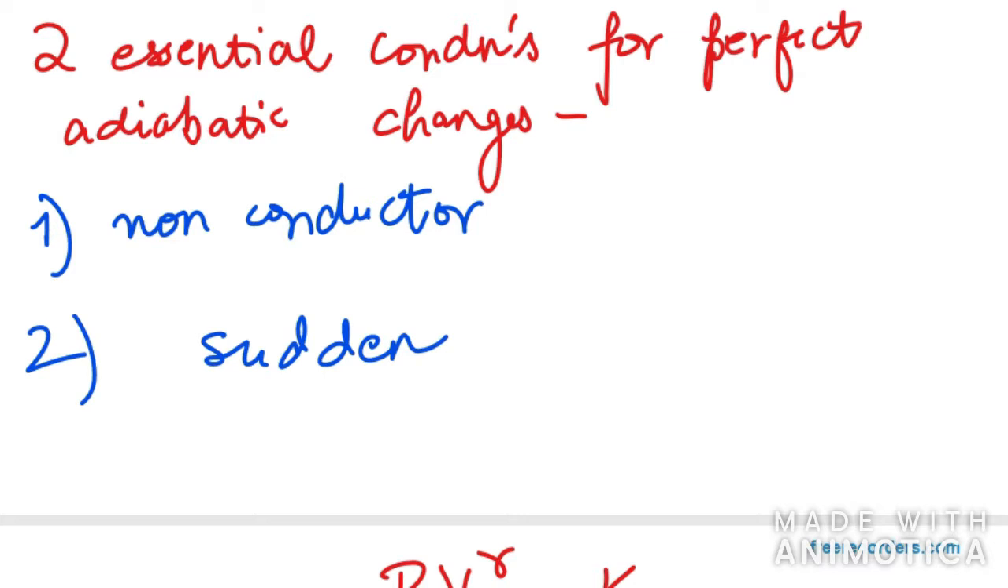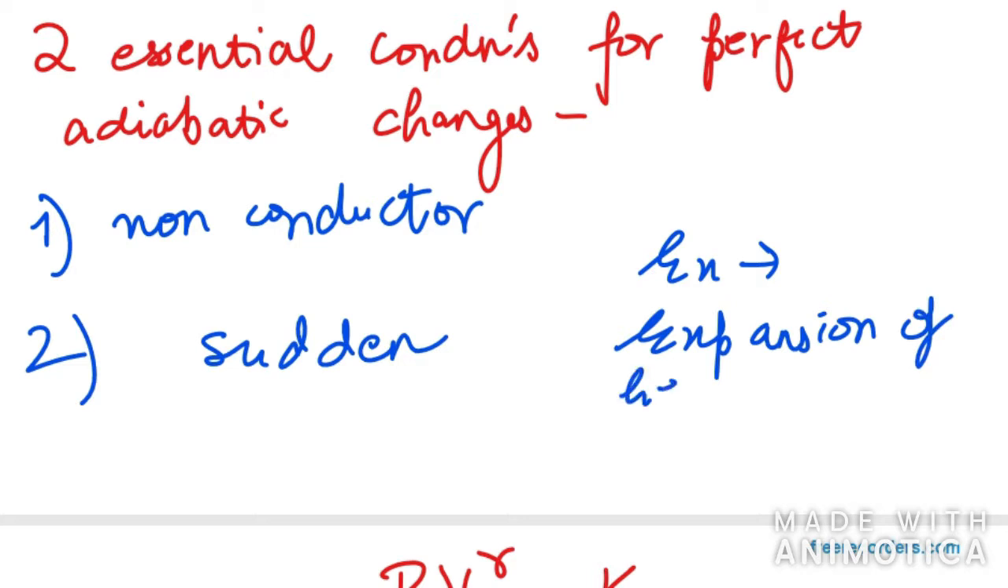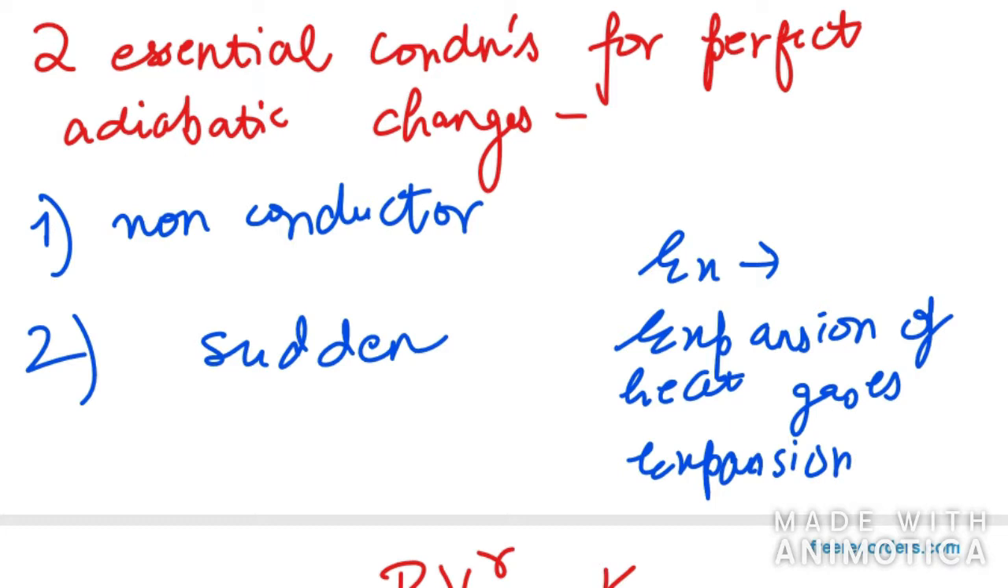Like for example, we have two examples for this case. They are very general, like expansion of hot gases that can be considered as adiabatic change, and the next could be expansion of steam in cylinders. So that can be again considered as adiabatic change. So expansion of steam in cylinders.